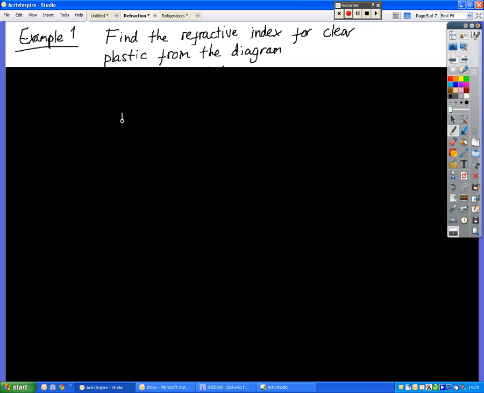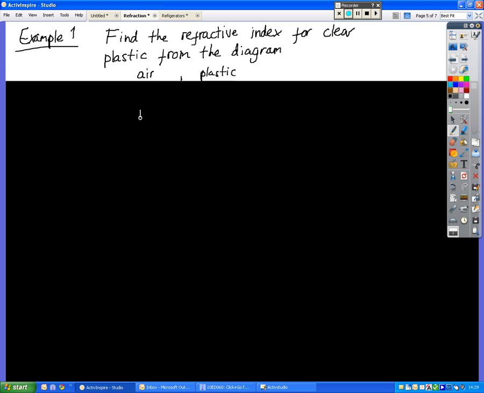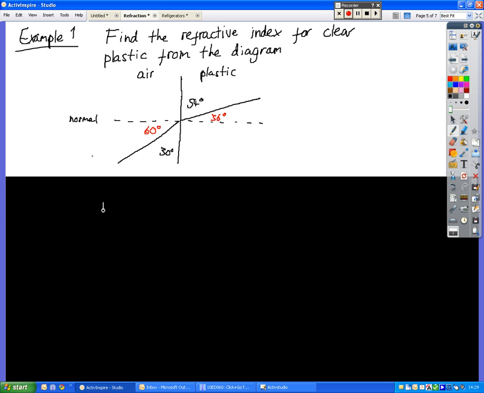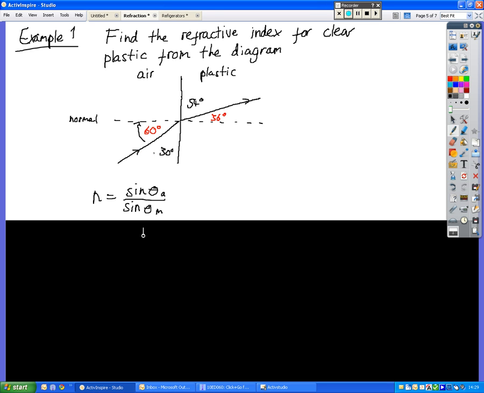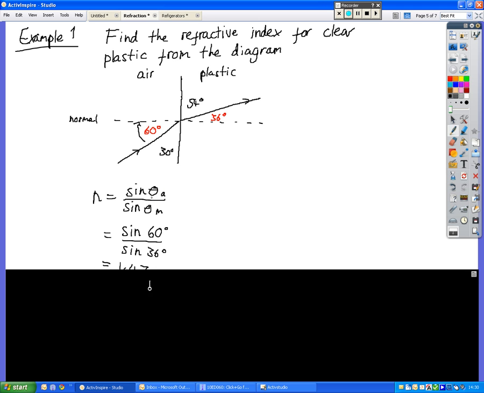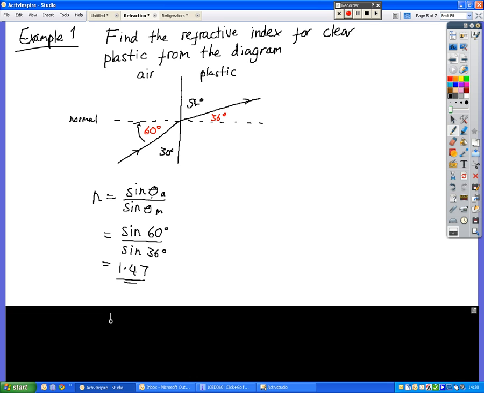So we applied that to one particular example, finding the refractive index for clear plastic from this diagram here. In the original question, we've got the angles in black, but those angles are not between the normal and the ray of light, as they should be. That's why the normal is there. We measure everything from the normal. So if you're using an angle in the refractive index equation, it must be between the ray of light and the normal. Sometimes they'll give you another angle, so it's just a case of taking that away from 90. So we can apply this equation that we just proved from experiment: sine theta in the air divided by sine theta medium. So sine 60 divided by sine 36 will give us 1.47.